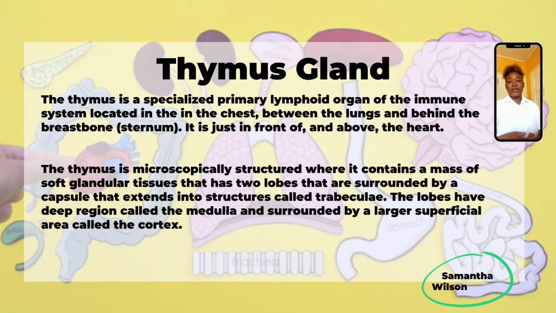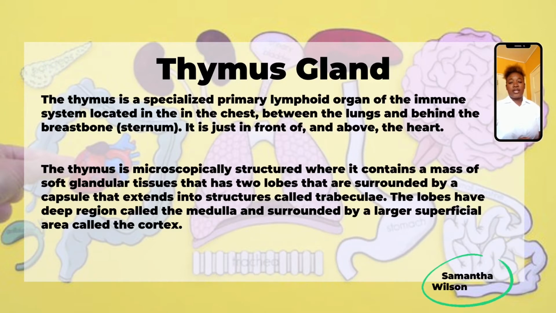Thank you, Abby. So this will be a brief introduction of the thymus. Now, the thymus is a specialized primary lymphoid organ of the immune system, and it is located in the chest and is right in front of and above the heart.